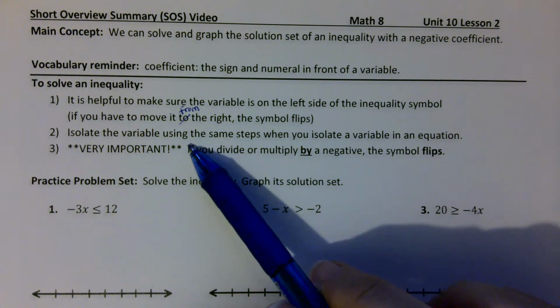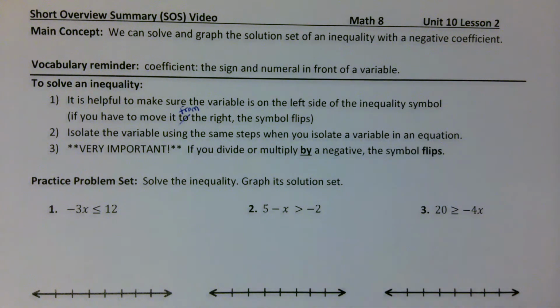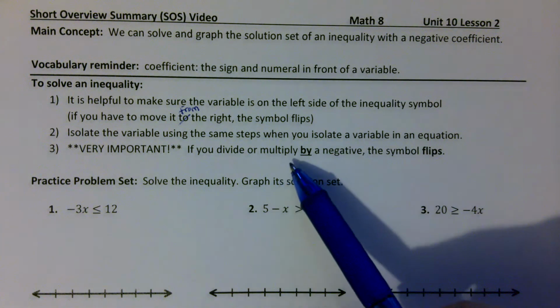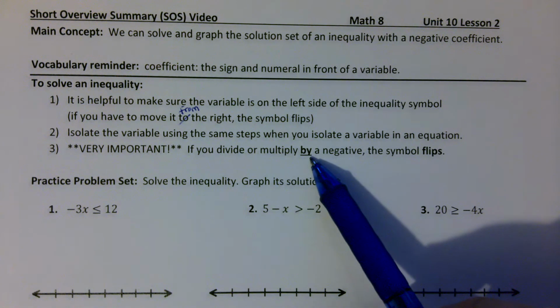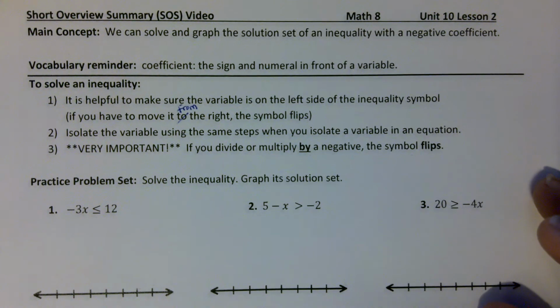Then you want to isolate the variable using the same steps when you isolate a variable in an equation. So we're going to do reverse PEMDAS. And finally, if you divide or multiply by a negative, the symbol will flip. So let's check this out.